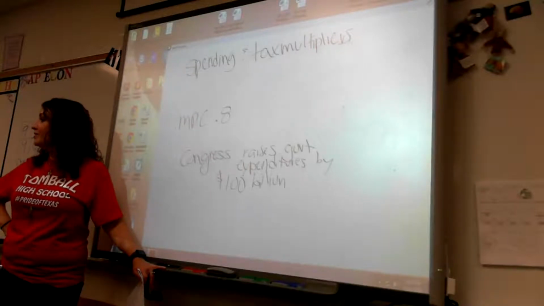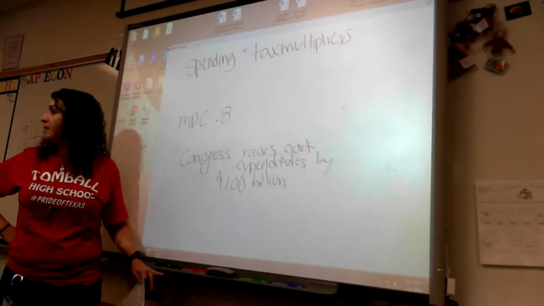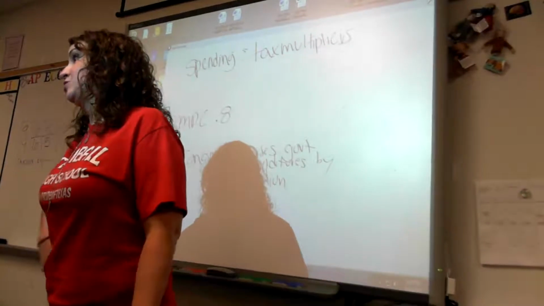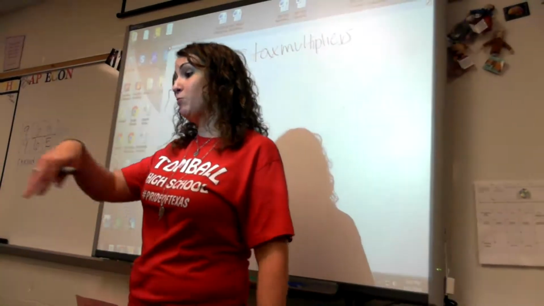What's the spending multiplier equation? 1 over MPS. MPS, because you know what? Your shoes that start with S always go on the bottom of your feet. So whether you're talking a tax multiplier or spending multiplier, MPS is always on the bottom.